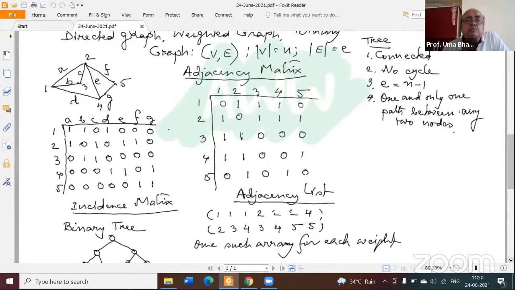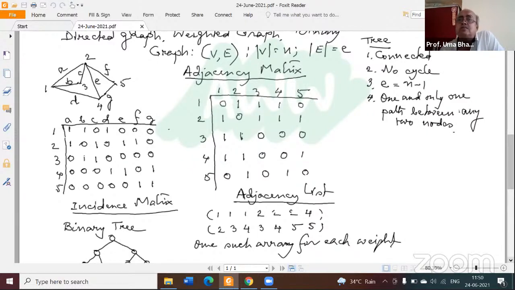Next comes B, 1 and 3. 1 goes there and 3 comes here. Then 1, 4, where is C? D is 1, 4. So 1 goes there, 4 comes here. Just see whether, but this is how it is done. So there it were matrices. Now it is a sequence of arrays.